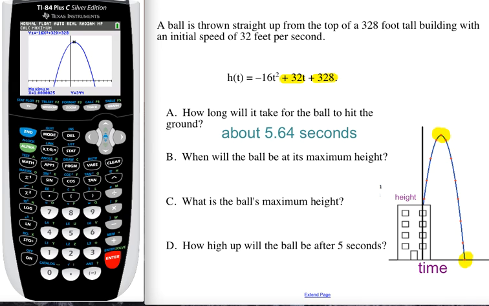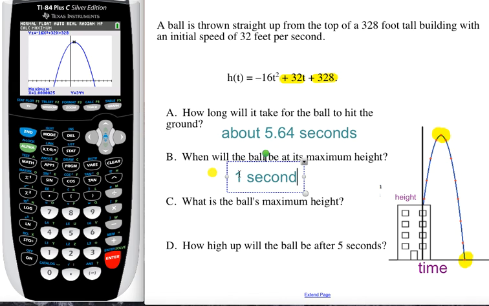This says, when will the ball be at its maximum height? Well, remember that time is the x and height is the y value based on the way our function's written. So when does it occur? That's the x value at 1 second because it's measured in seconds. 1 second. Part C, I already have the information on the calculator screen. What is the height? Well, at 1 second, it's 344 feet in the air.